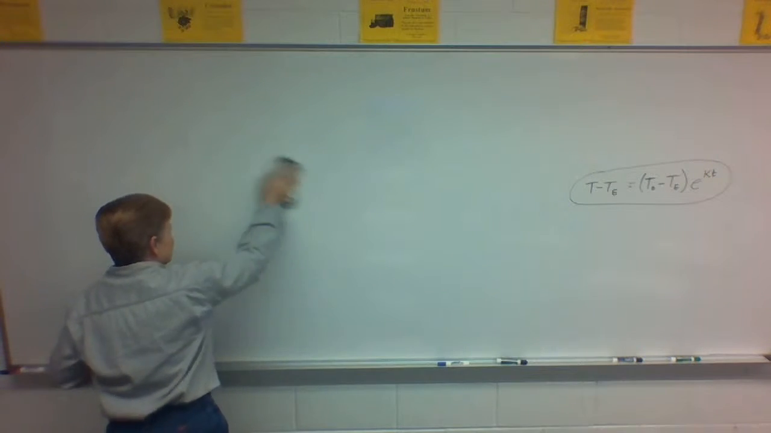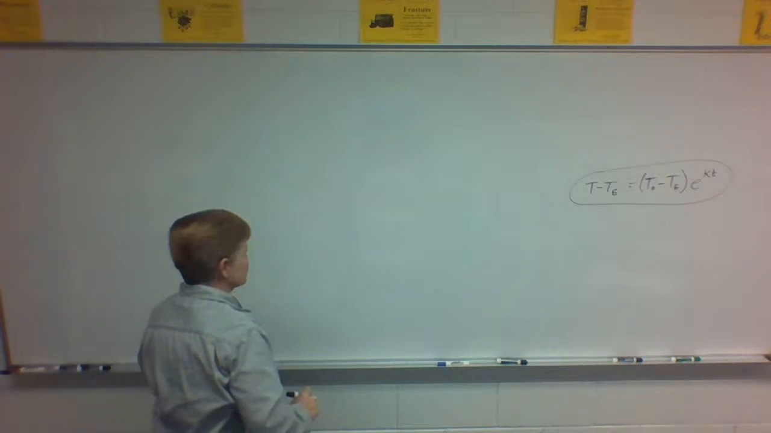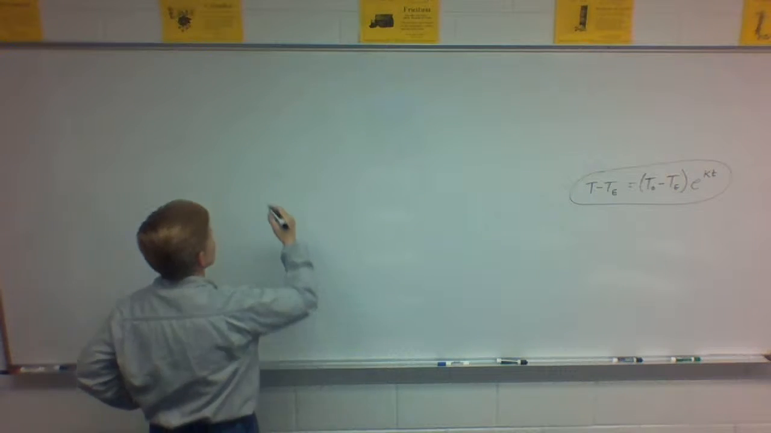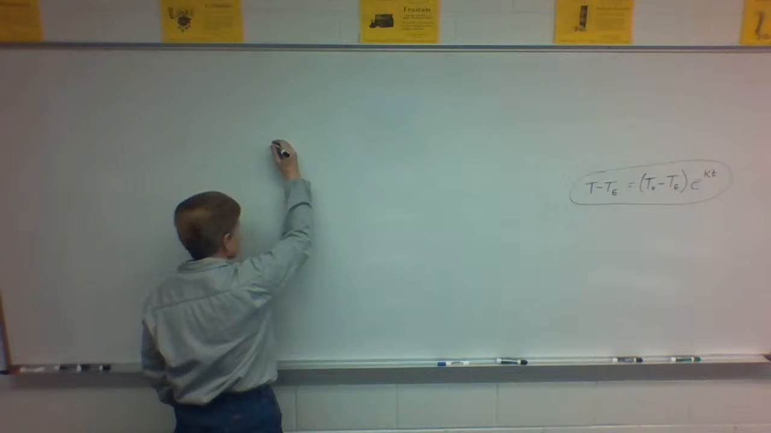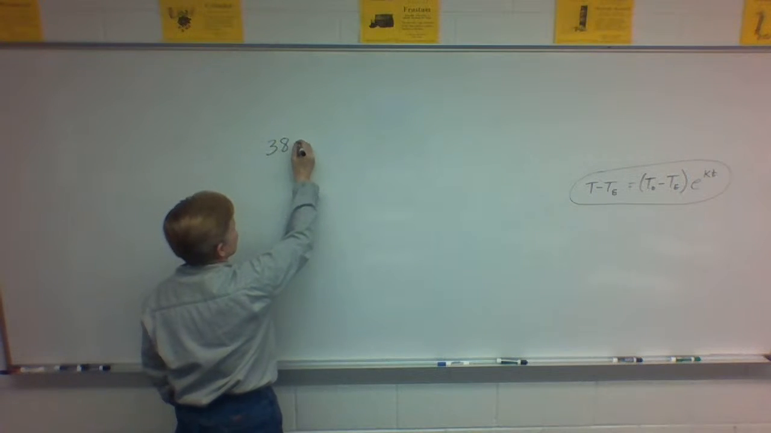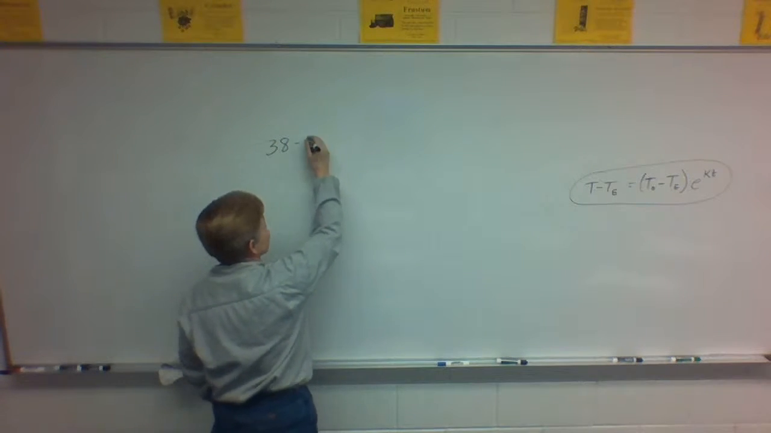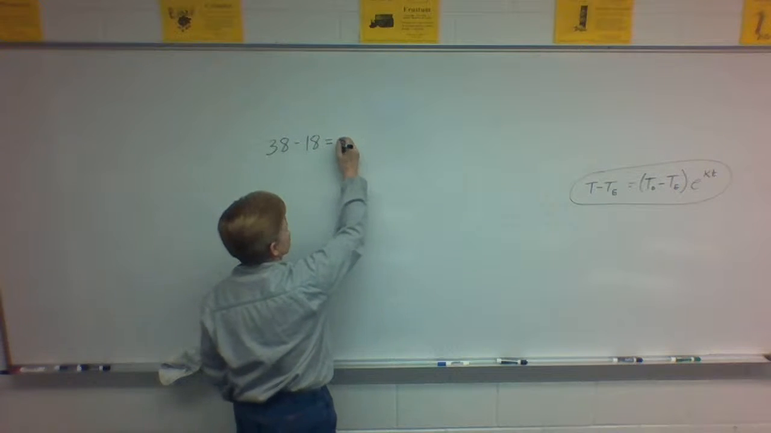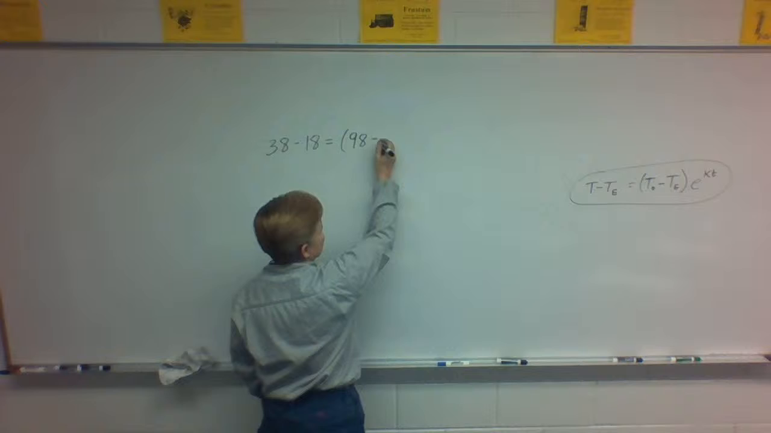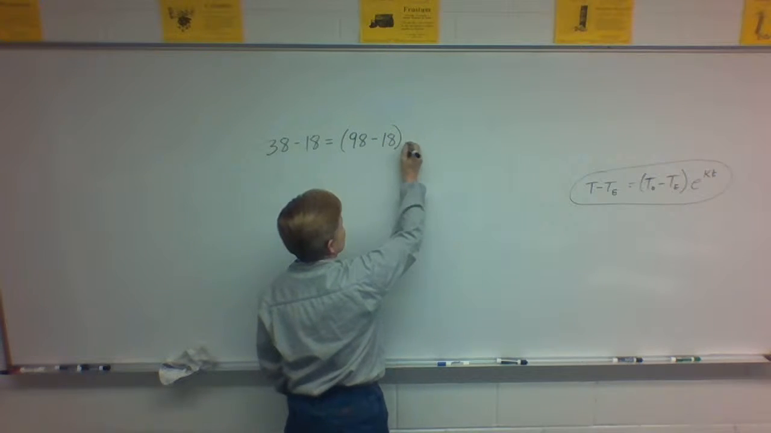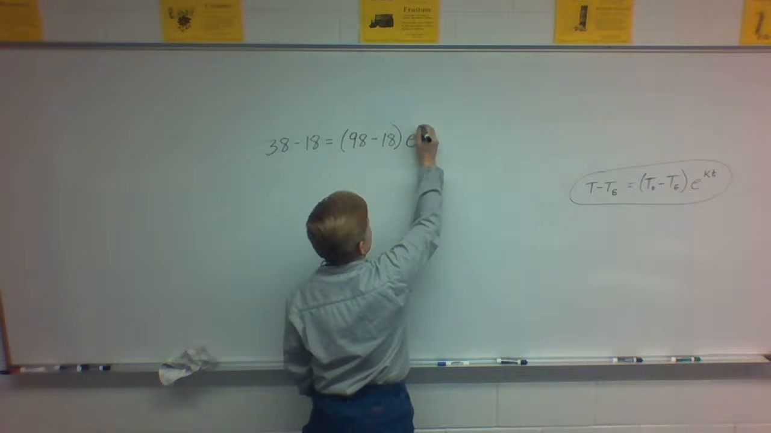And we're going to use that formula and try to solve this equation. So we begin filling in things. What is the temperature of the egg right now? 38. This temperature, yeah. What is the surrounding medium? 18. Equals, what is the initial temperature? 98. 98 minus 18, e to the k times 5.